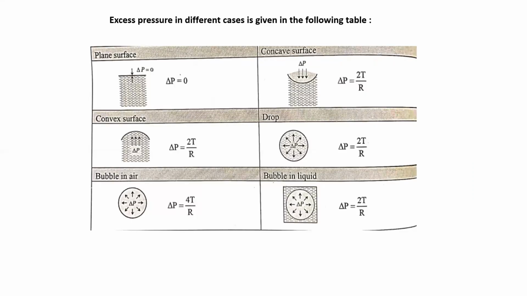So here we can see the excess pressure in different cases. First one we have the plane surface. On the plane surface, you can see the excess pressure will be 0, that is delta P is equal to 0. Then next we have convex surface where the excess pressure can be written as 2T divided by R. R is the radius of curvature, T is the tension.